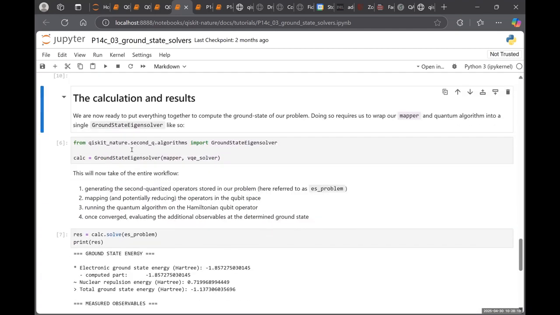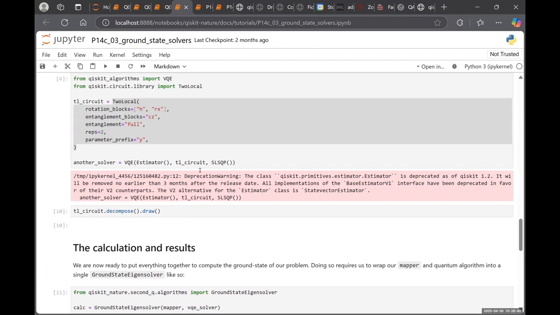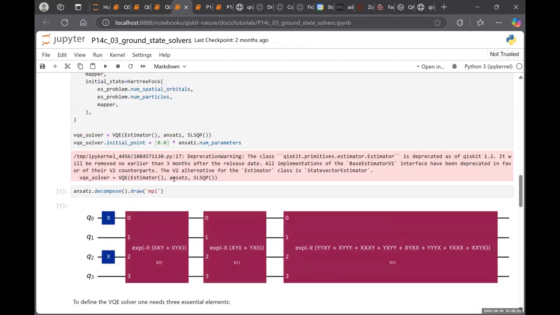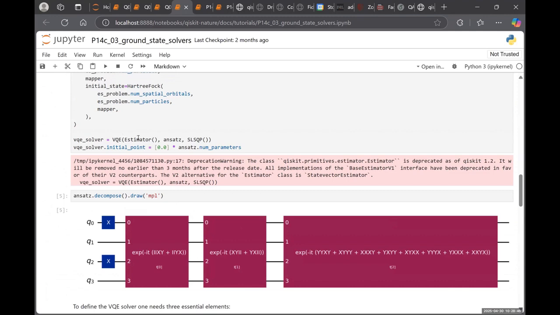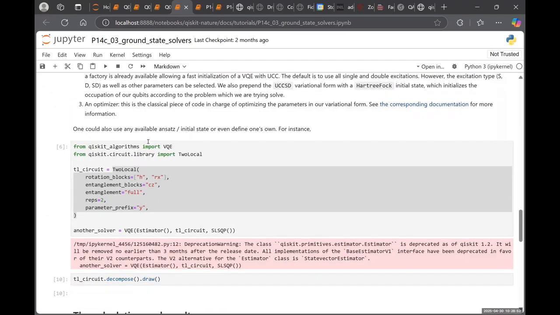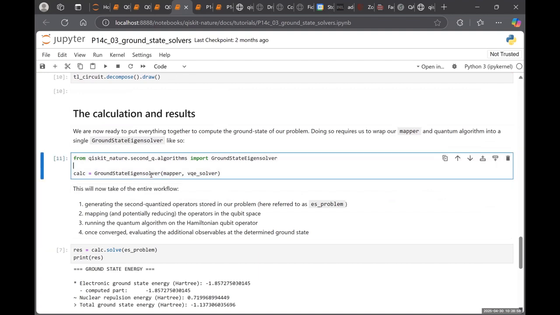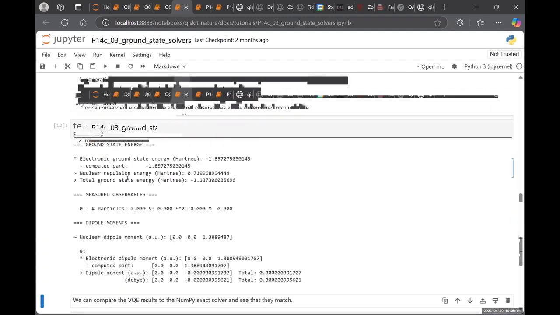Right. And this is setting up to compute that. Import the ground state eigensolver. And then you will need to have the mapper, for example, Jordan-Wigner, or parity mapping, and we don't have time to talk about that. The VQE solver is the first one that we define here. And you do that and solve it.